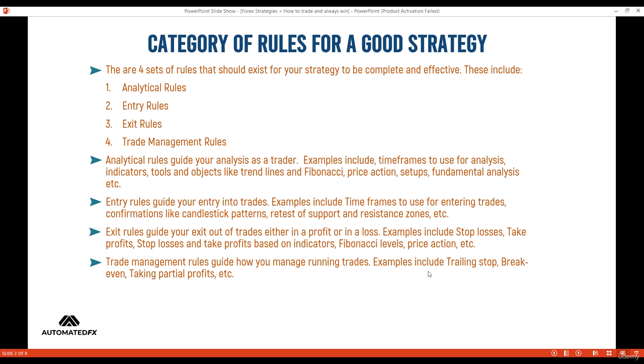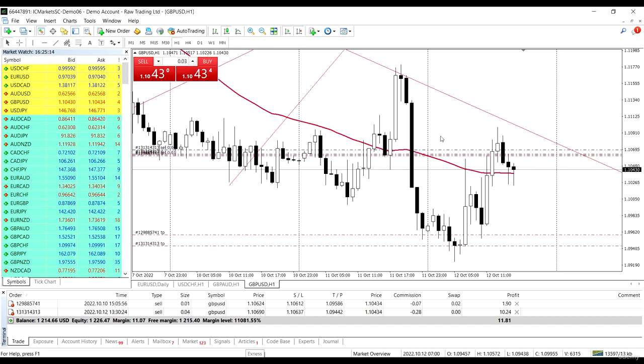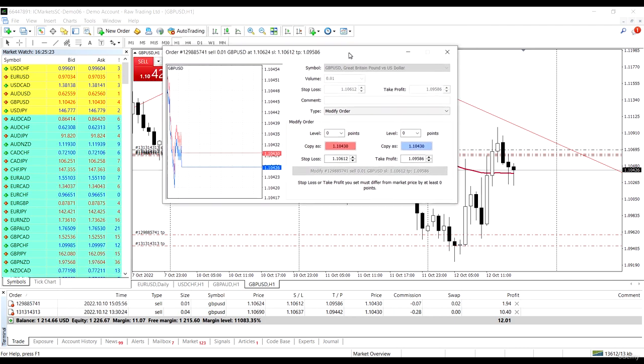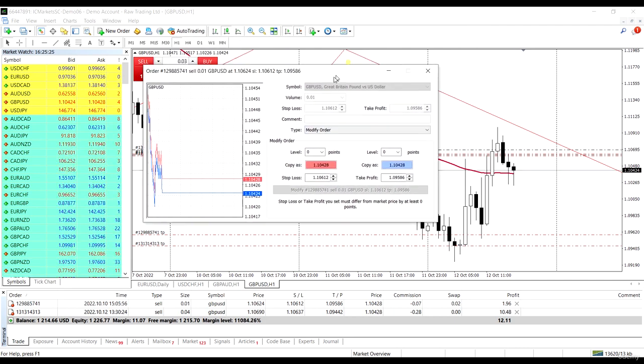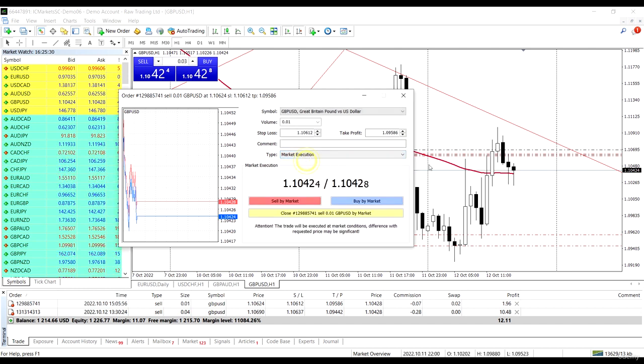Examples are rules which include trailing stops, break even, and taking partial profits. I don't know if I explained taking partial profits before, but let me explain it with these running trades. If I'm to take partial profits, I just come on the trade, right click and come to modify. When I modify, I then see the lot size used, right? Instead of modify order, come to market execution.